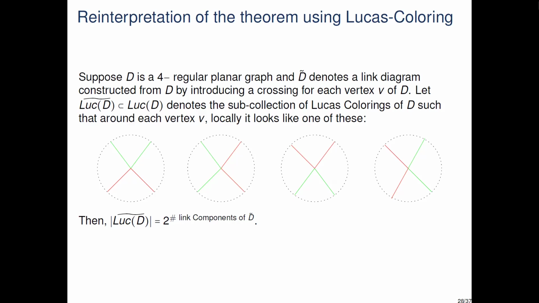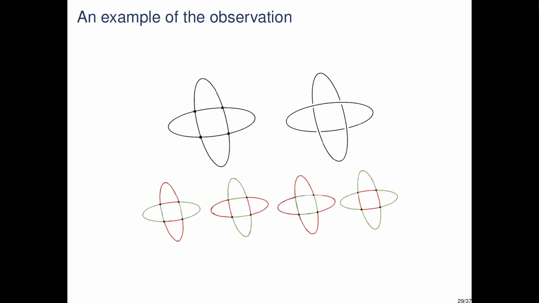Let's see an example. Suppose we look at this particular diagram. The first one is a 4-valent planar graph, a 4-regular planar graph, and that's the D tilde. I have added some crossings. Again, it doesn't matter whether it is an over crossing or under crossing. Now you see that the number of link components is exactly 2. This theorem tells you that if I have this condition around each of these 4 vertices, there are precisely 4 Lucas colorings, which matches the result. So the number of Lucas colorings in this case is exactly 4, and it is also 2 to the power number of link components, which is 2 squared, equal to 4.